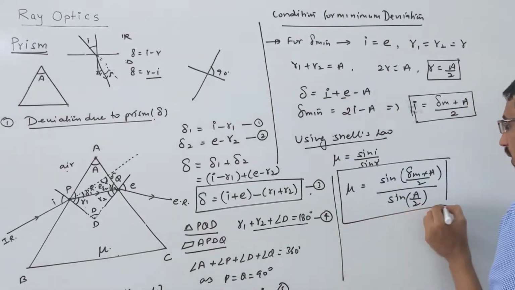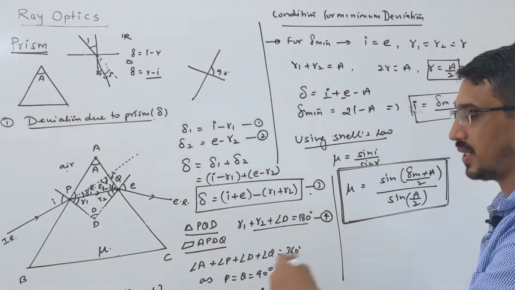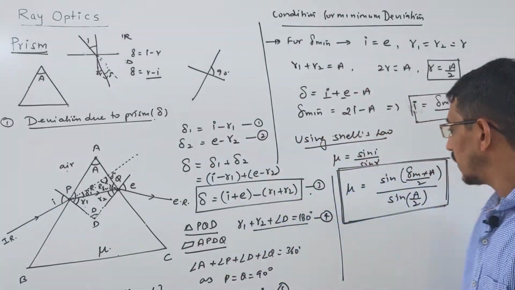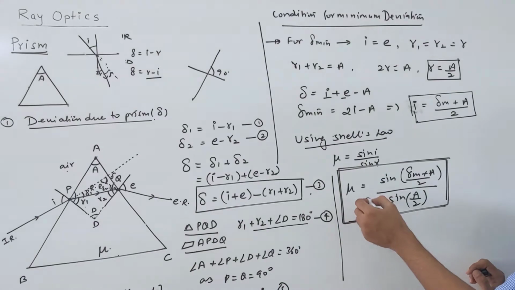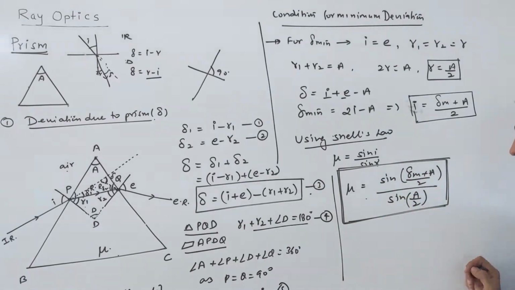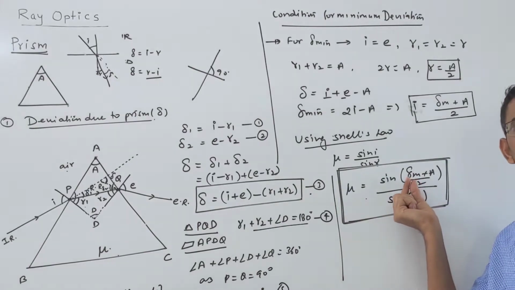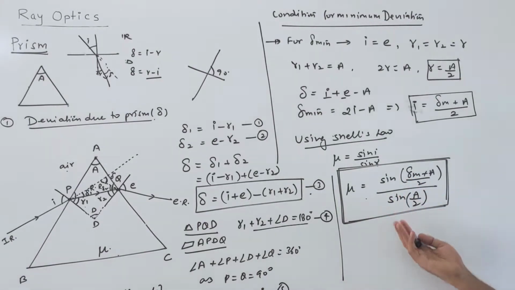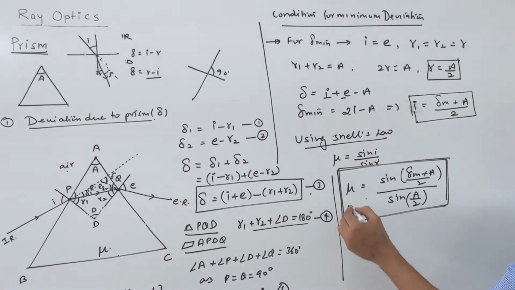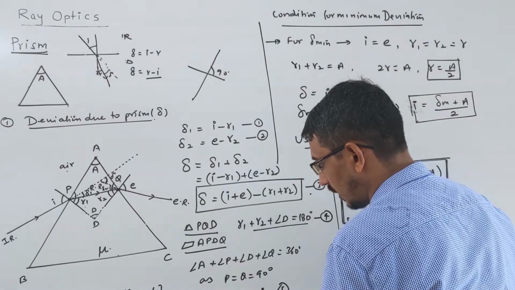Very important. We have a lot of questions on this. I will solve the problems for you once I finish the theoretical part. So look here, what's the relation? This formula gives the relation between the refractive index, the minimum deviation, and the angle of the prism. Three things you have here, so anything can be asked here. This is the general formula for what? Minimum deviation.